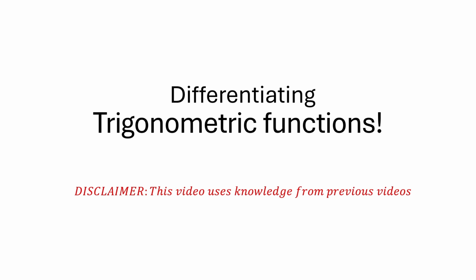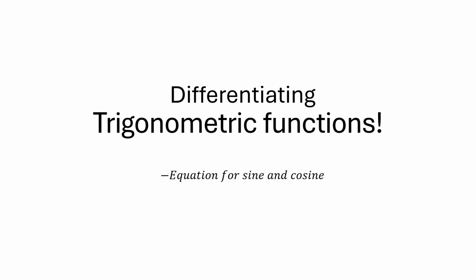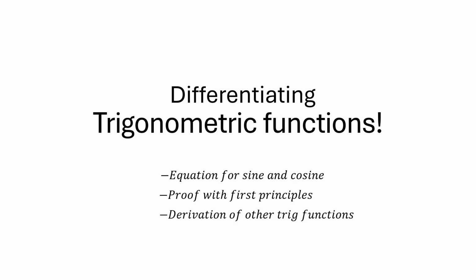Cool. So in this video, I'm going to be covering the equation for sine and cosine, or what is the identity for differentiating it, the nice proof with first principles, and then derive other trig functions. And that's just because the other trig functions are different combinations of sine and cos, so you can differentiate all of those if you know sine and cos, and then just some practice questions at the end to just get familiar with it. Cool. So diving straight into it.